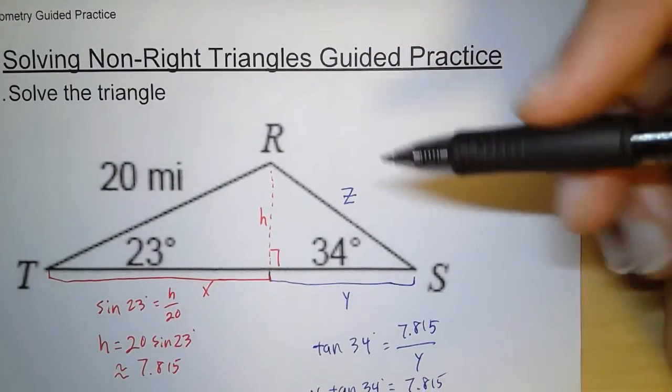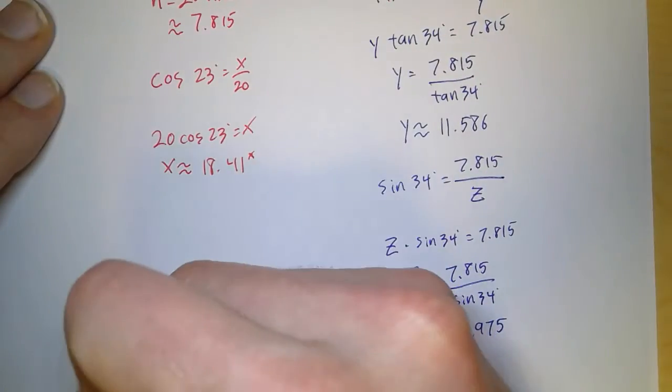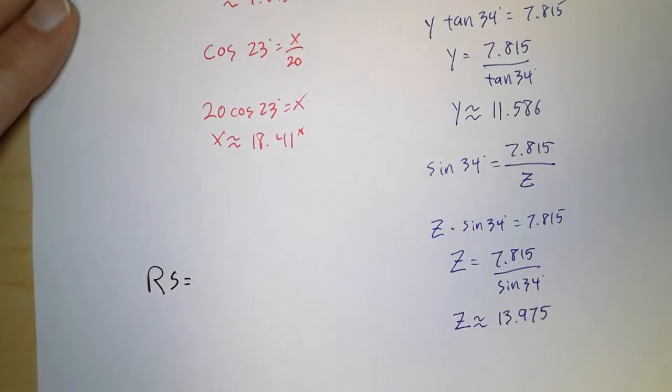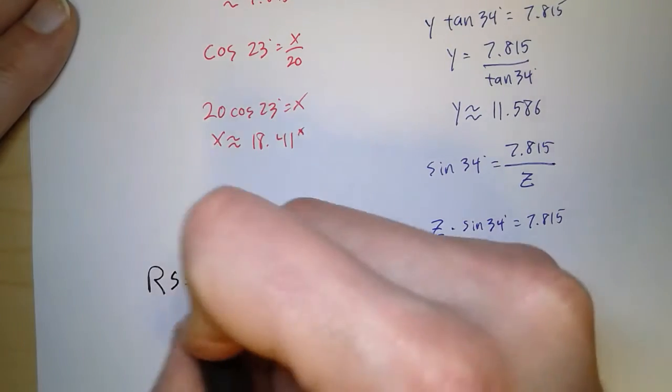All right. So now at this point, we're able to write down our answers because we need to know what is RS. Well, RS is just the value of z that we found. And so RS is right here, 13.975.